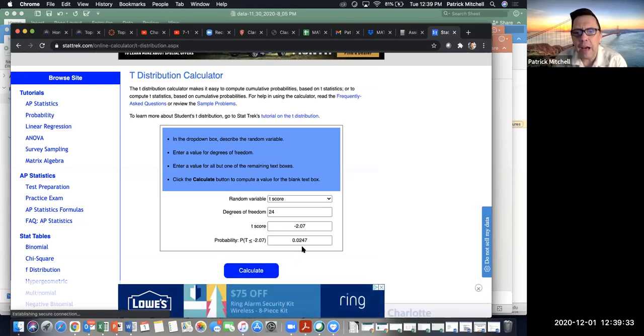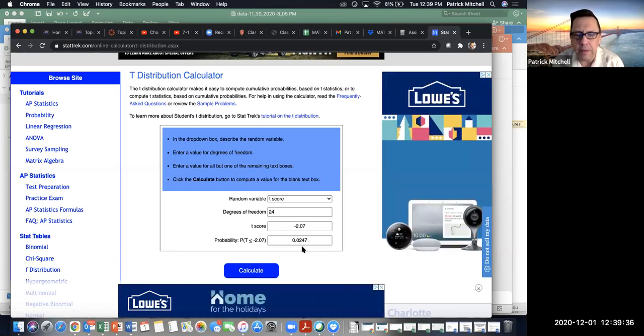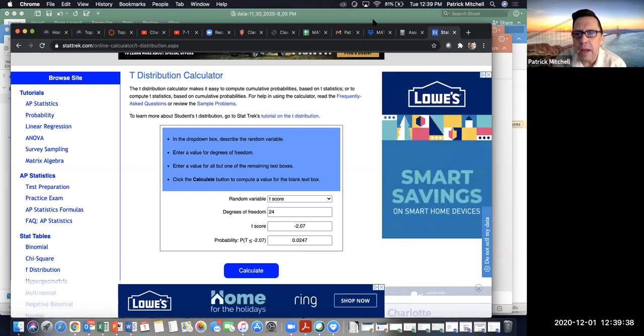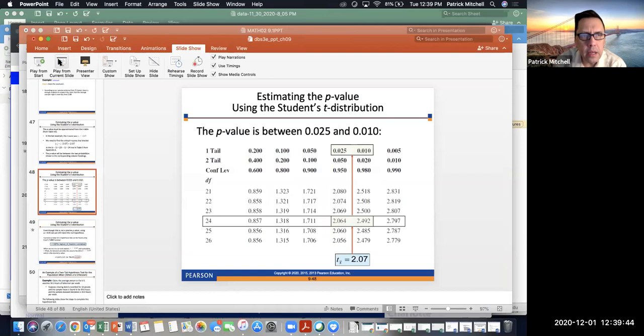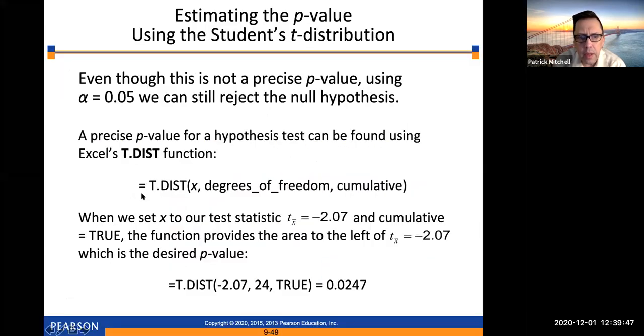So it's telling me the p-value is 0.0247. All right. Going back here. Okay, we're done with that part. Just referring back to getting it from the table, the information that the p-value is between 0.01 and 0.025 would be enough to say reject the null hypothesis. If you want the exact p-value, then you can either use StatTrek the way I just showed you, or you can use Excel.